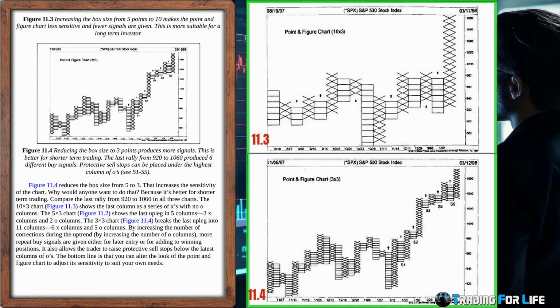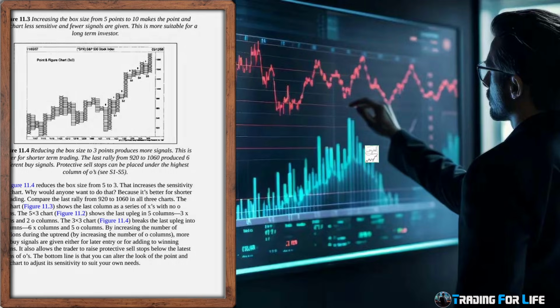By increasing the number of corrections during the uptrend, by increasing the number of O columns, more repeat buy signals are given either for later entry or for adding to winning positions. It also allows the trader to raise protective sell stops below the latest columns of O's. The bottom line is that you can alter the look of the point and figure chart to adjust its sensitivity to suit your own needs.